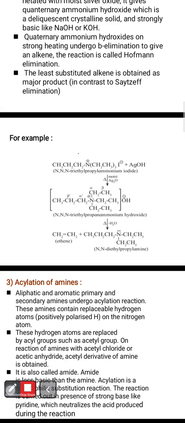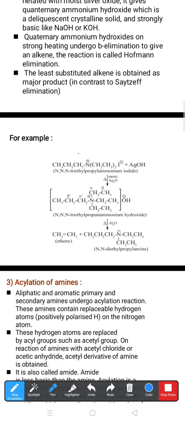For example, CH3CH2CH2N+(CH3)3 I- plus AgOH. This AgOH is obtained from Ag2O plus H2O. Actually AgOH is not stable, but we can get it from moist silver oxide with water. Now on moist Ag2O by heating we get the intermediate step, that is CH3CH2CH2N+(CH2CH3)3 OH-.